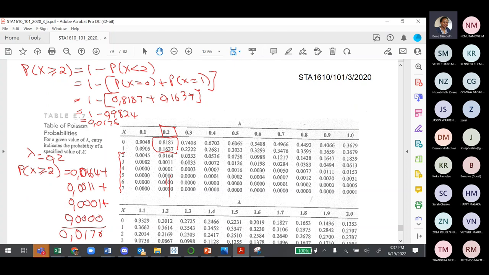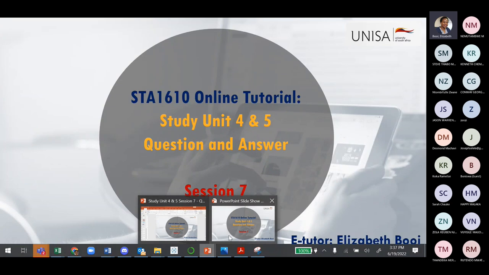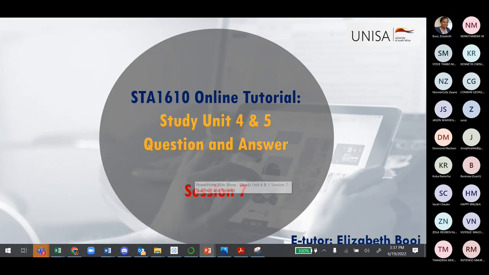Okay, so you need to just know that a complement of a greater than or equal to is a less than. A complement of a less than is greater than or equal to. A complement of less than or equal to is greater than, because the probabilities need to add up to 1. Okay, so then let's look at how we answer some of the questions, unless you have other questions for me.